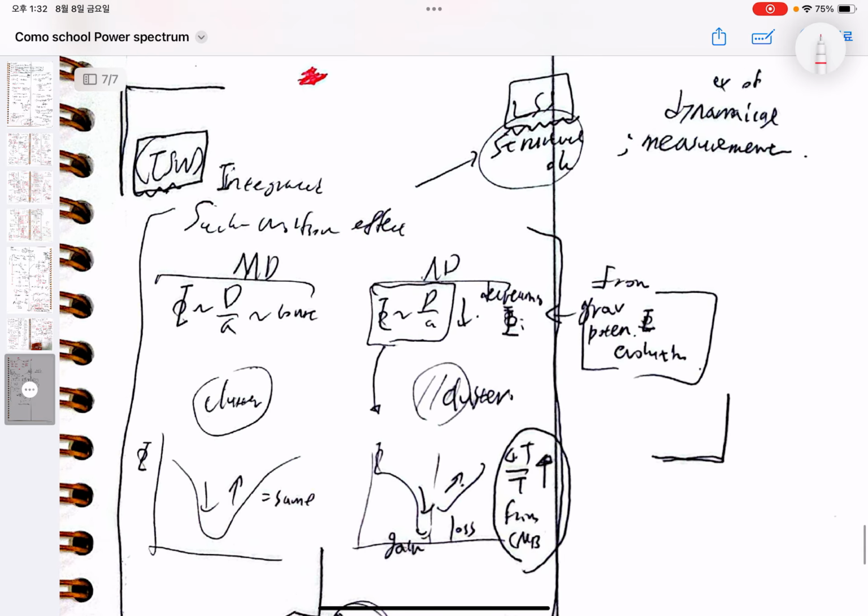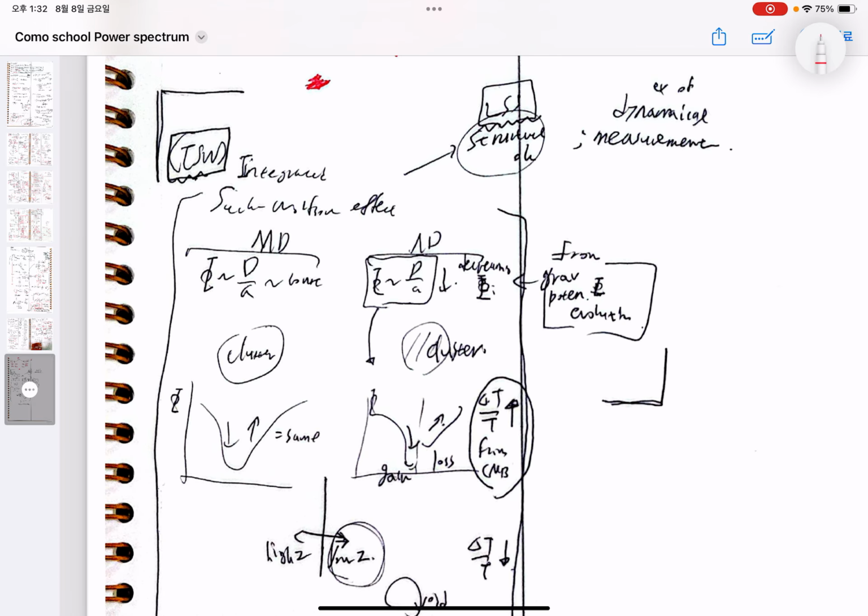Finally, I want to talk about the integrated Sachs-Wolfe effect as a dynamical measurement. Not only the density perturbation, we can also consider the evolution of the gravitational potential, capital phi, with its specific equation of motion. In the matter-dominated case, the gravitational potential capital phi is constant, but with dark energy dominance in the late-time universe at low redshift, such a gravitational potential capital phi decreases over time. So this makes it so that when the CMB light passes a cluster, there's a gravitational potential around the cluster.